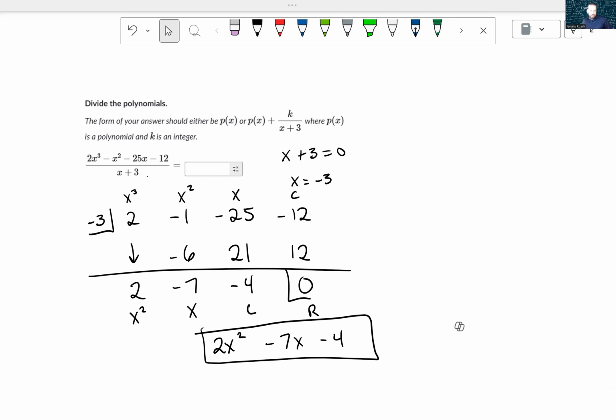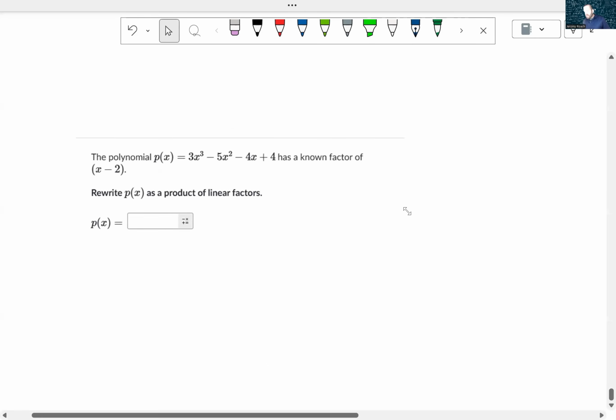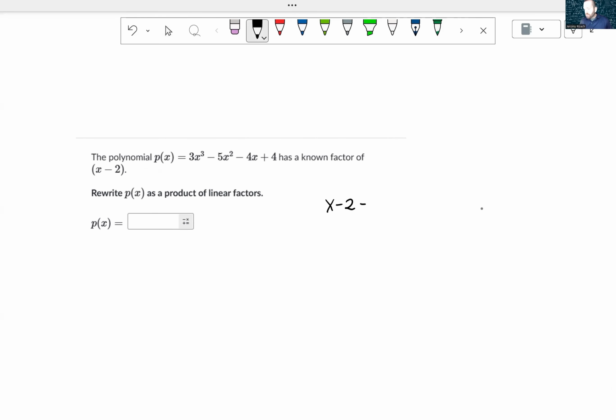Polynomials by linear expressions. And okay, so some of these are going to be written in a different form, and it's basically the same thing. It's just written differently. It says, in this polynomial, x minus 2 is a factor. So it means that we can divide by x minus 2 for this polynomial. So we set x minus 2 equal to 0, x equals 2, put 2 in the box, write our coefficients as long as they're in the right order.